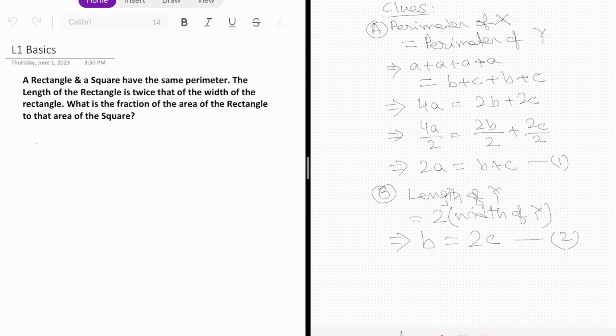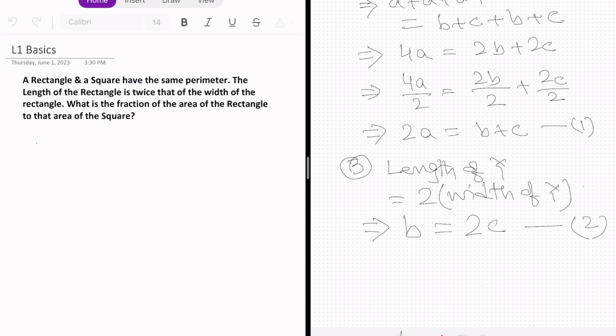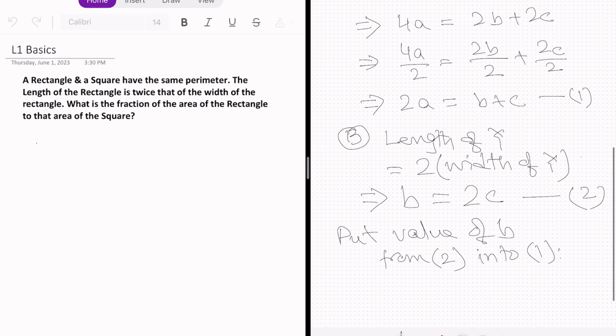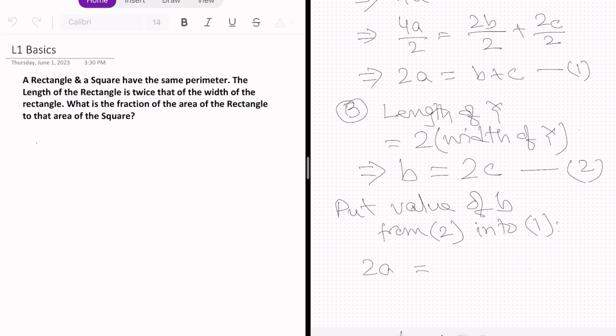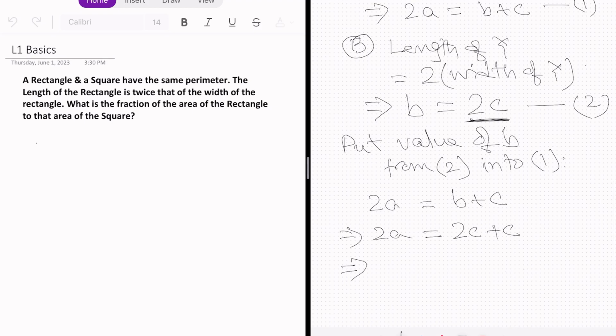Now, can I simplify this a little bit more? Yes, I can. If I put the value of b from 2 into 1, I can simplify this even more. One says 2a is equal to b plus c, and I replace b with the 2c that I found here, plus c. I have just replaced the b with the value of b from equation 2. So 2a is nothing but 3c, or a is 3 by 2 c. I'll keep this for now.